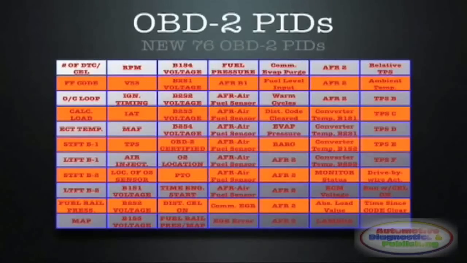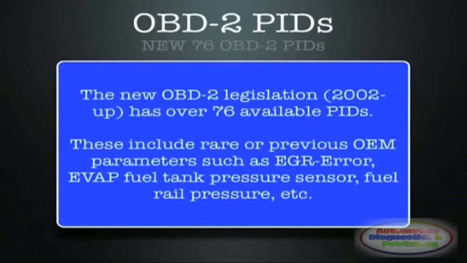A major revision of the OBD2 system was made in 2004. More than 76 PIDs or parameters are now supported. Previous OEM data is now part of OBD2, as well as misfire counters. This makes it possible to devise incredible diagnostics features in a modern scan tool.